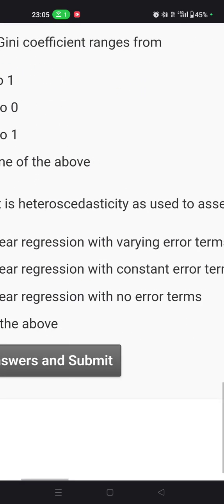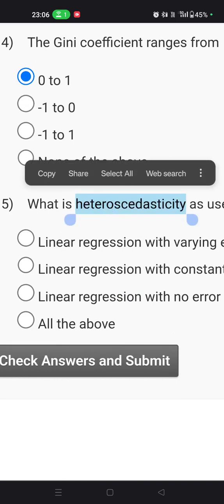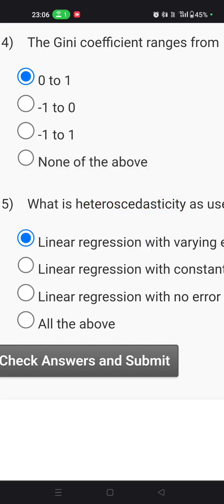Here, this word is actually wrong. It must be heteroskedasticity, but he has written CE. So what is the real answer? Actually its name is error term. So the answer will be the first one, and you will submit.